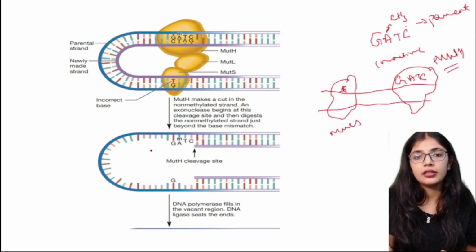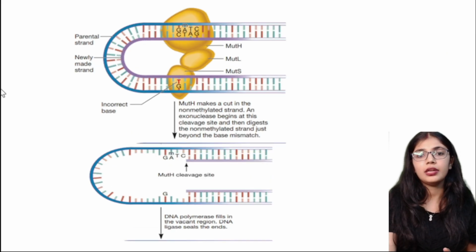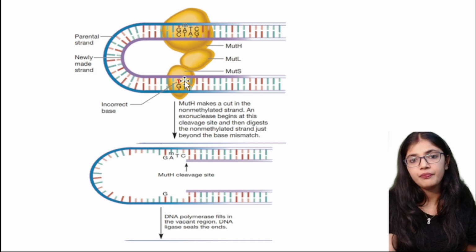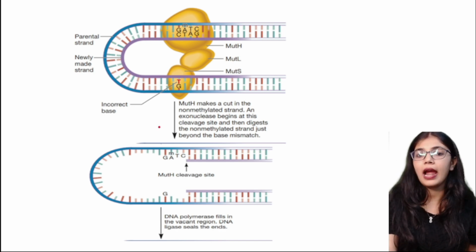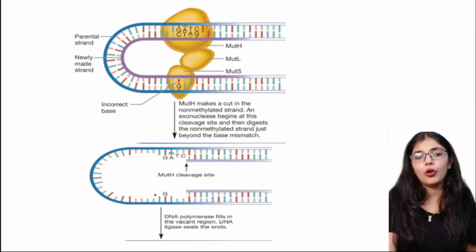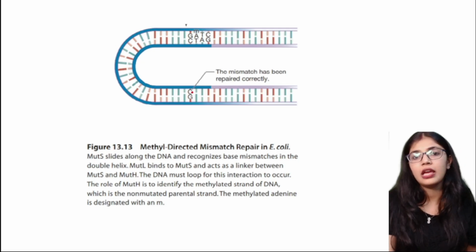After the cleaving, there will be certain exonuclease which will come and bind. Here we can see there is an exonuclease which comes and binds, and here there will be degradation of this DNA, and further the DNA will be synthesized by DNA polymerase. Okay, and there will be synthesis of the correct nucleotide. We can see here guanine is base pairing with cytosine.